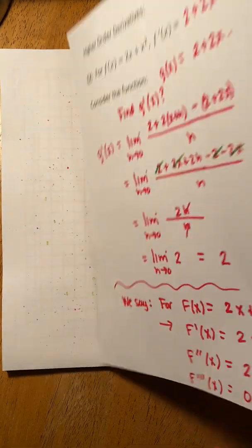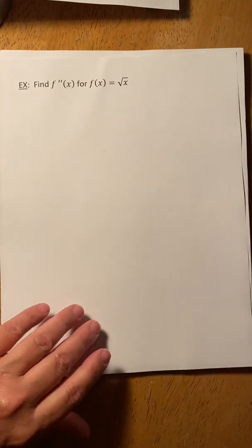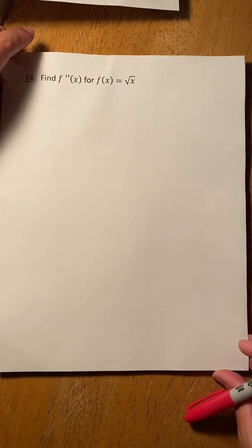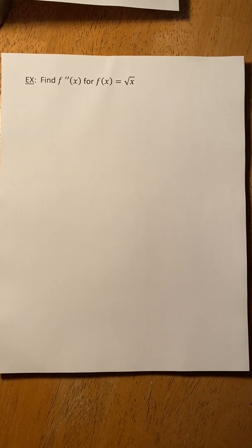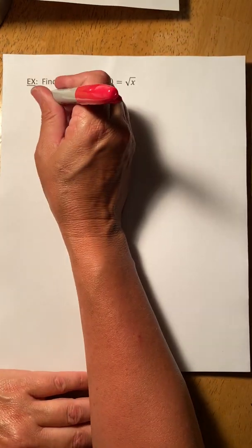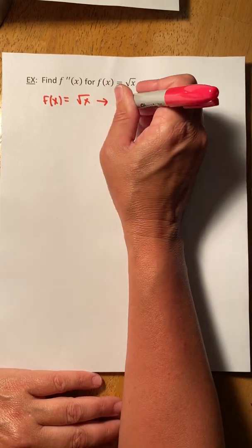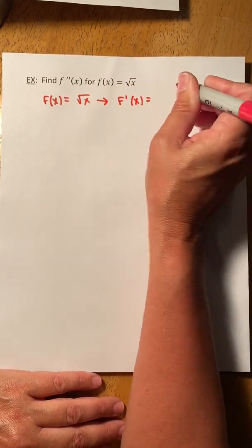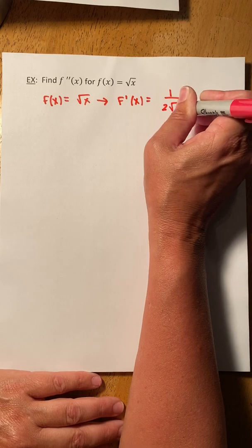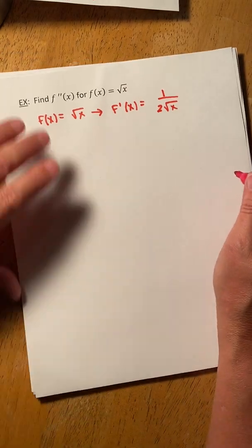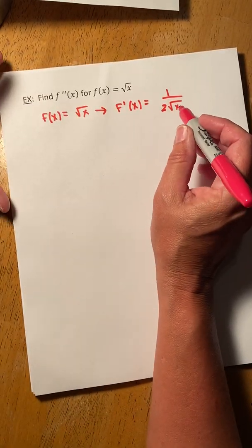One more problem. Let's find the second derivative for the square root of x. This is going to really test your algebra skills. Ready? We already know the first derivative because we've done it a whole bunch of times, right? So for f of x equals the square root of x, we found the derivative function to be 1 over 2 square root of x. So we're going to find the second derivative.